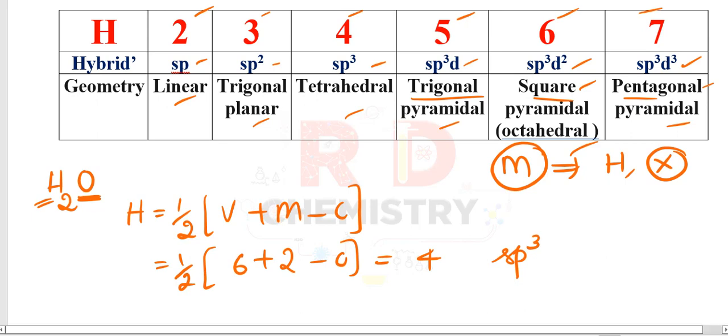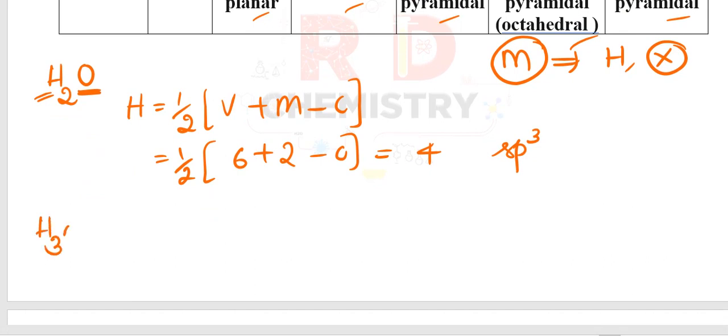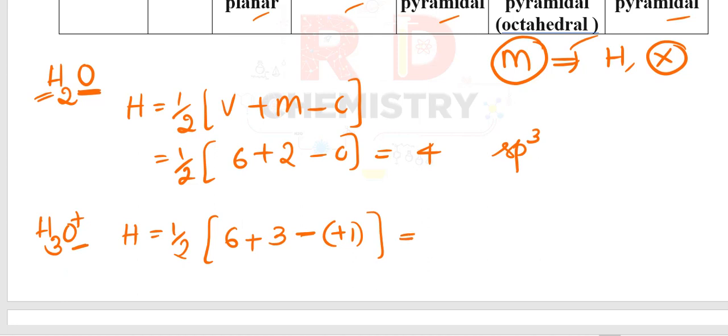Right? So let me go for the hydronium ion, H3O plus. Hybridization H is equal to half into. Oxygen is our central element, therefore valence electrons are 6. There are 3 hydrogens. They are monovalent, so plus 3. Charge is present, charge is plus 1, so minus 1. So the total is equal to here again 4. Therefore it is also sp3 hybridized.